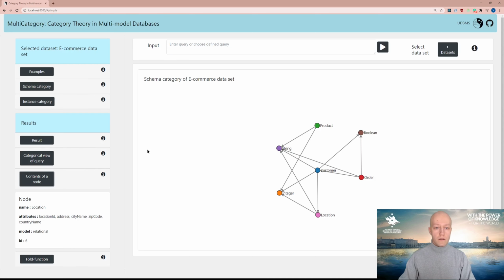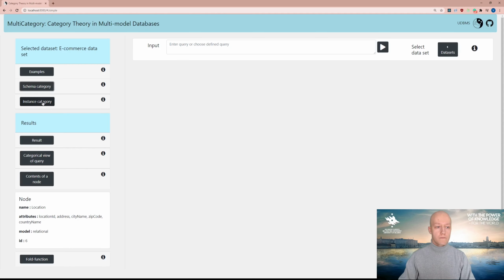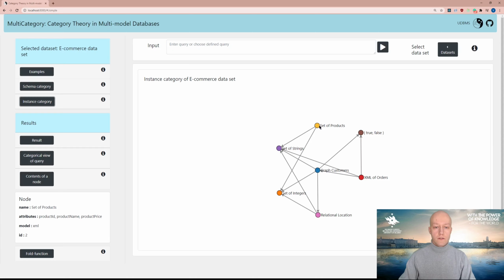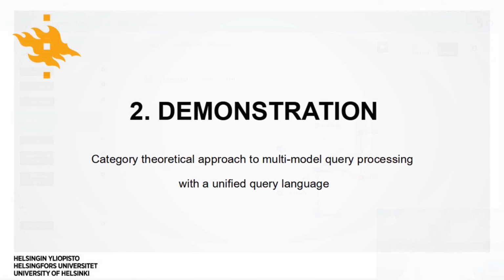Besides the schema category, we have an instance category. The schema category is mapped to the instance category with an instance functor. Structural similarity between schema and instance categories is visible. The objects of the instance category are typed Haskell data structures that are populated with data. Haskell functions between the data structures serve as morphisms.